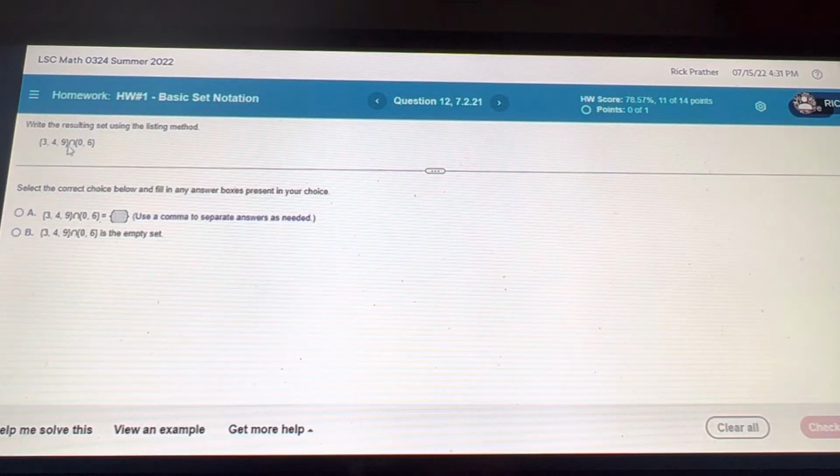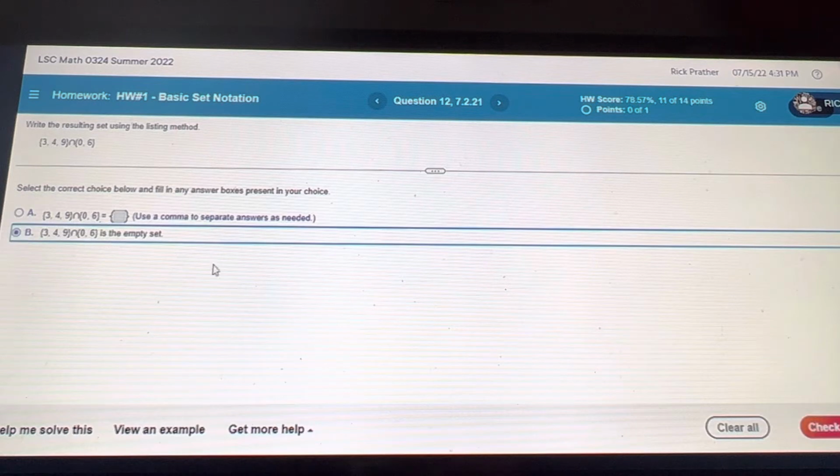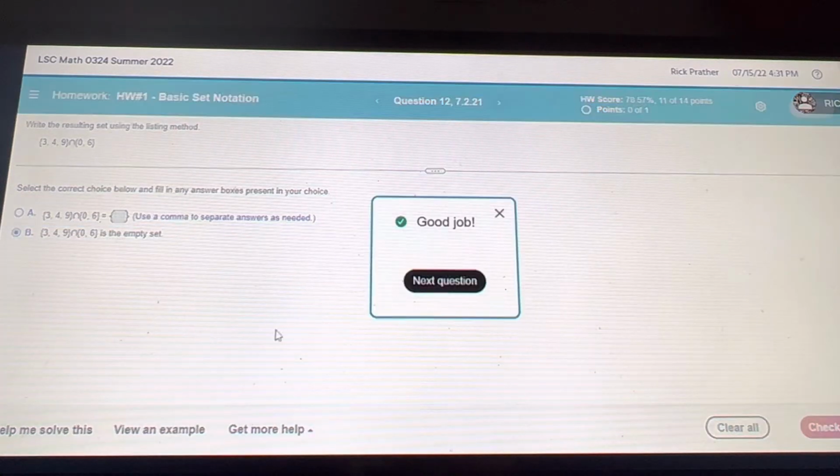So here is intersection. I need to know, what do they have in common? 3, 4, 9, 0, 6, they don't have anything in common. So this is the empty set or the circle with a line through it if that's the choice. But here they wrote it out in words.